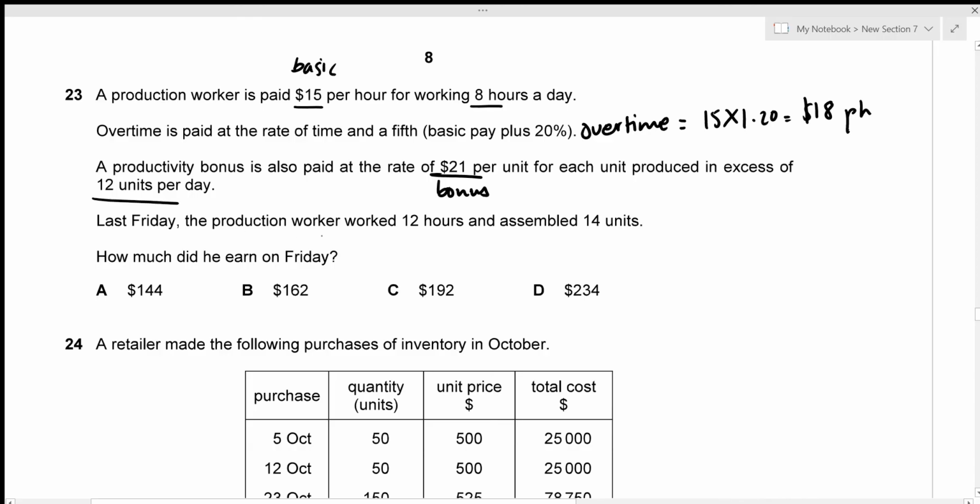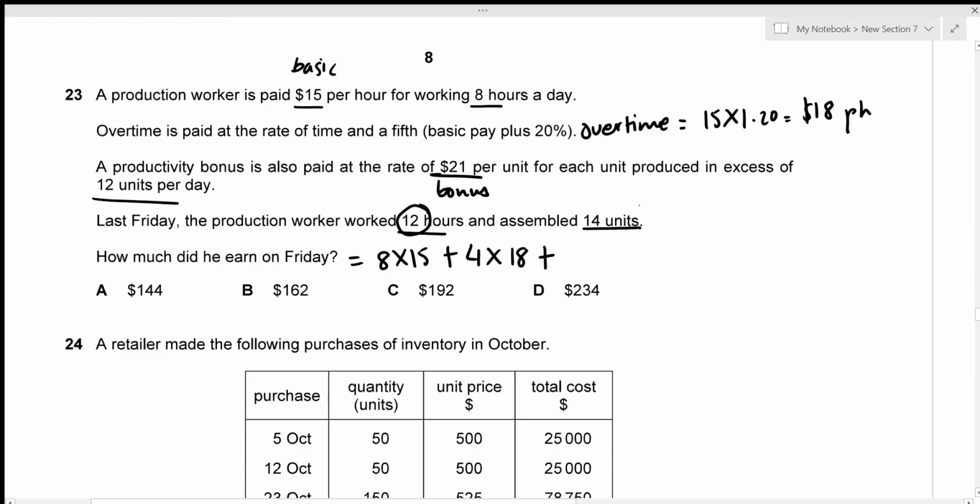Last Friday, the production worker worked 12 hours and assembled 14 units. We need to figure out how much he earned on that day. So for 8 hours, he's going to get the basic rate of 15. And for the remaining 4 hours, because that's the difference between 12 and 8, he's going to get the overtime rate of 18.